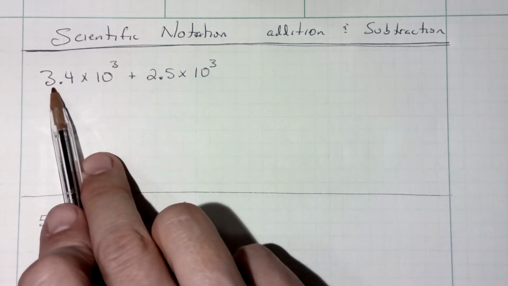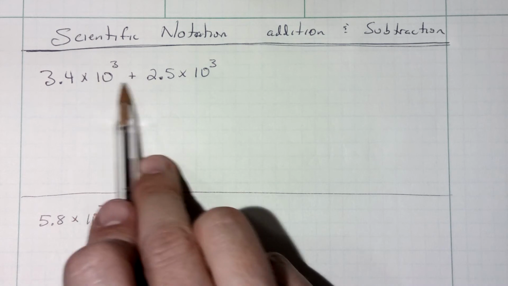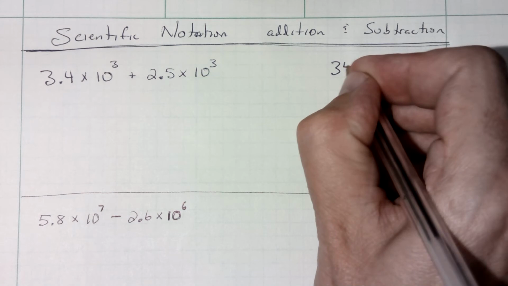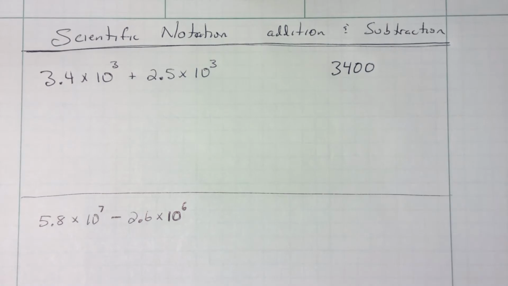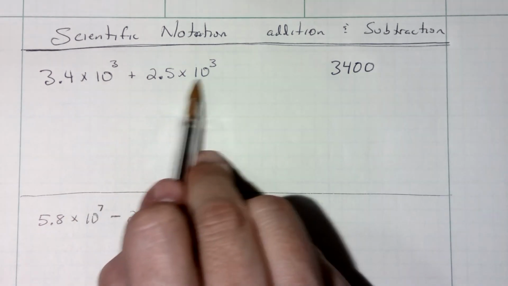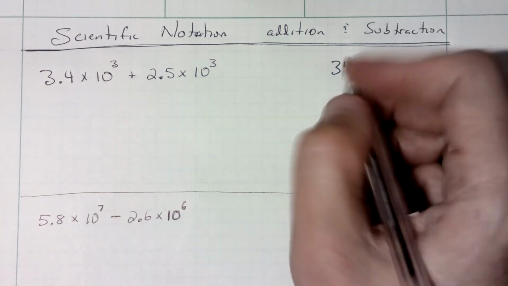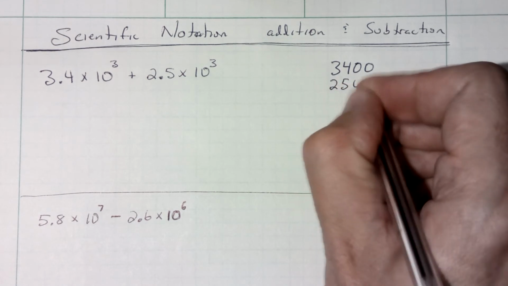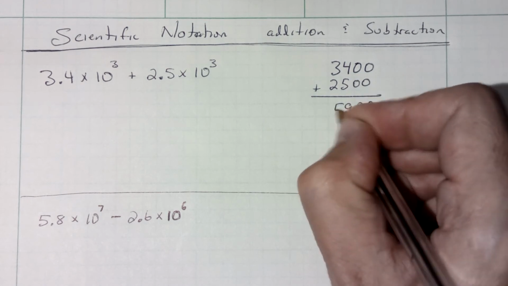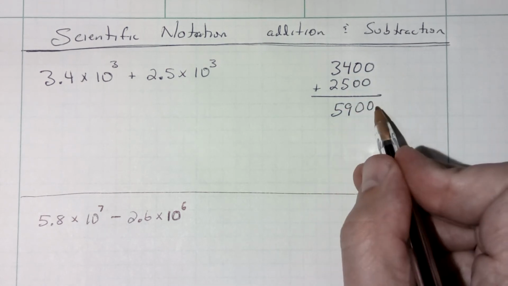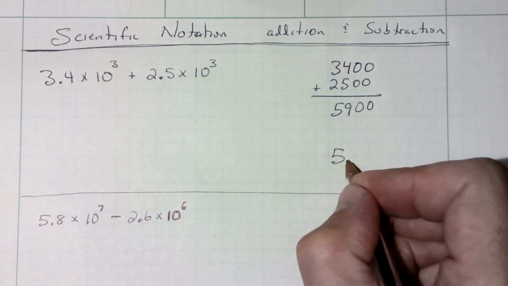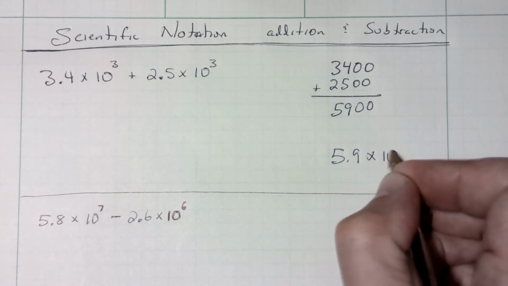In other words, you could take that 3.4 times 10 to the third, which just means I'm going to move the decimal 3 places. So there's once past the 4, 2, 3. So in other words, this first number is 3,400. Again, converting this one to standard notation, I'm going to move it 3 places. That's going to be 2,500. Then you add like normal: 0, 0, 9, 5. Then you have to convert back to scientific notation by moving the decimal 3 places to the right, which makes it 5.9 times 10 to the third.